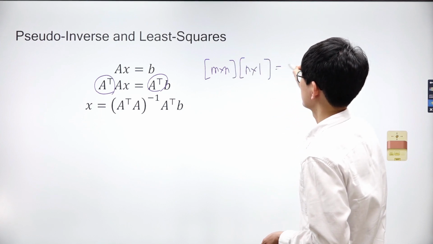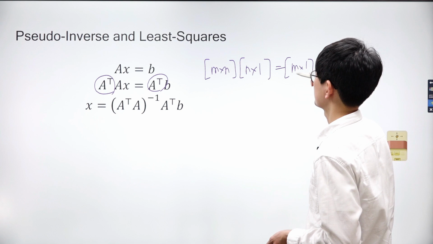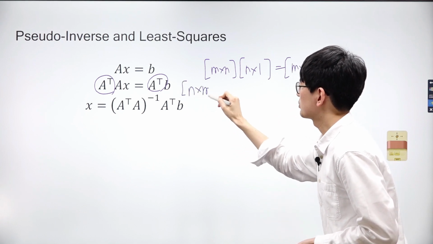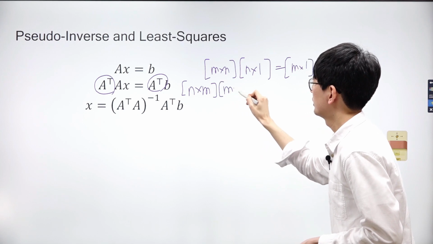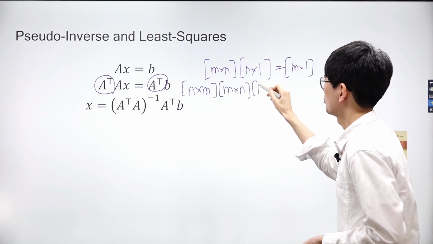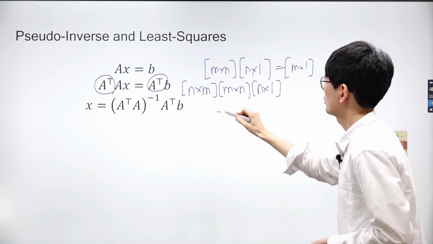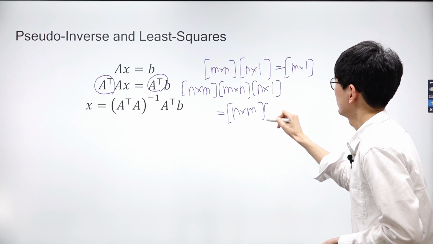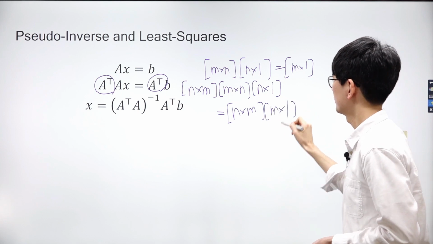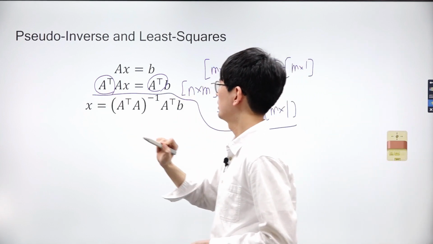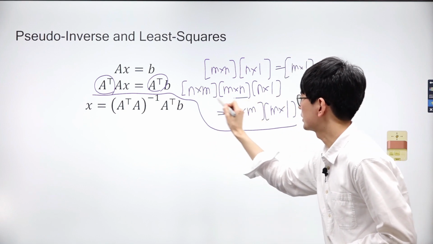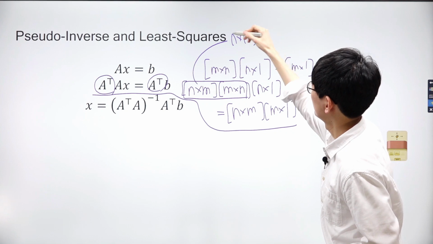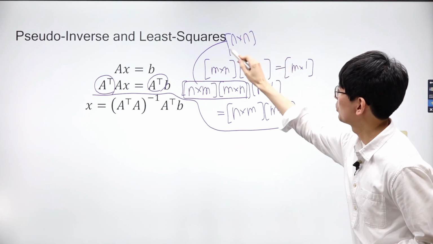Initially, A is an m by n matrix, x is a vector in Rn, and B is a vector in Rm. The dimension of the transpose of matrix A is n by m. Thus, we can write n by m times m by n times n by 1 equals n by m times m by 1. The dimension of the product of these two matrices is n by n. So we can determine an inverse of the product.